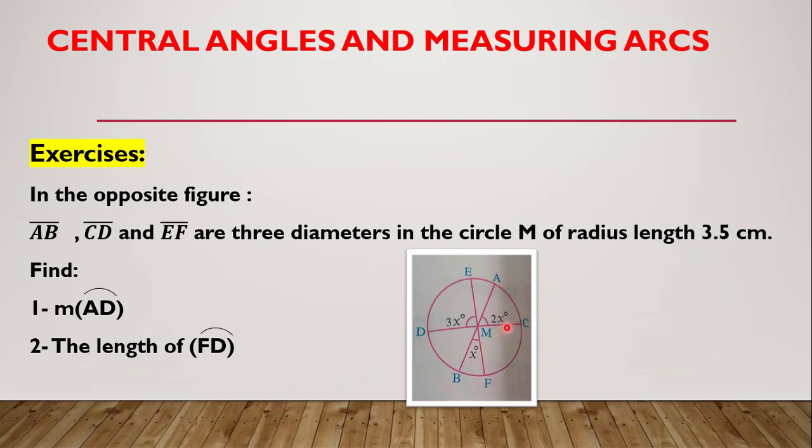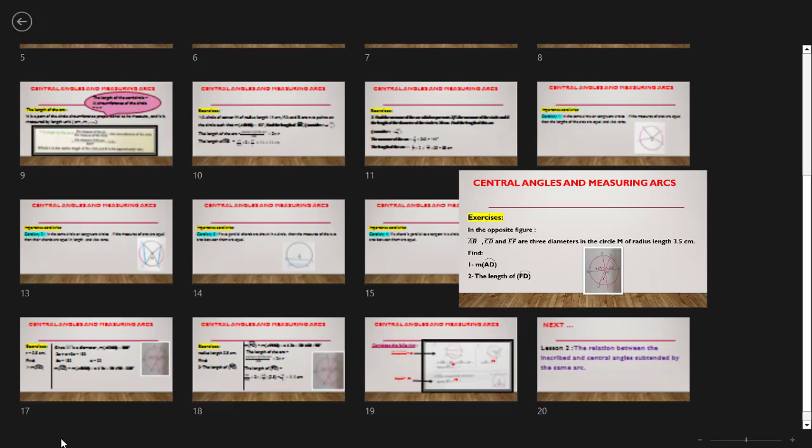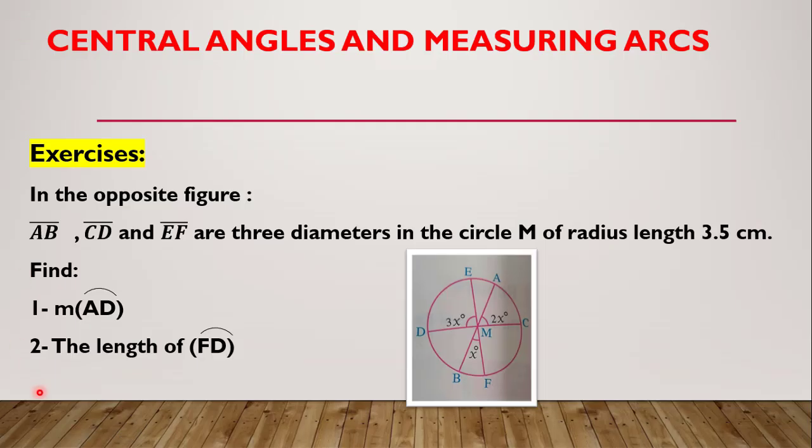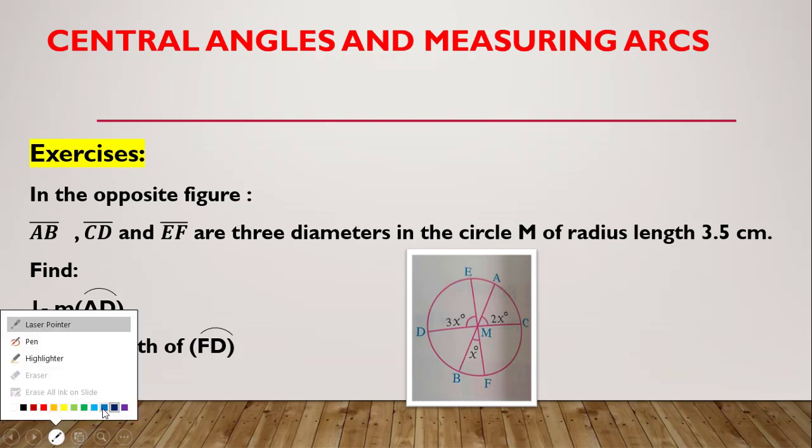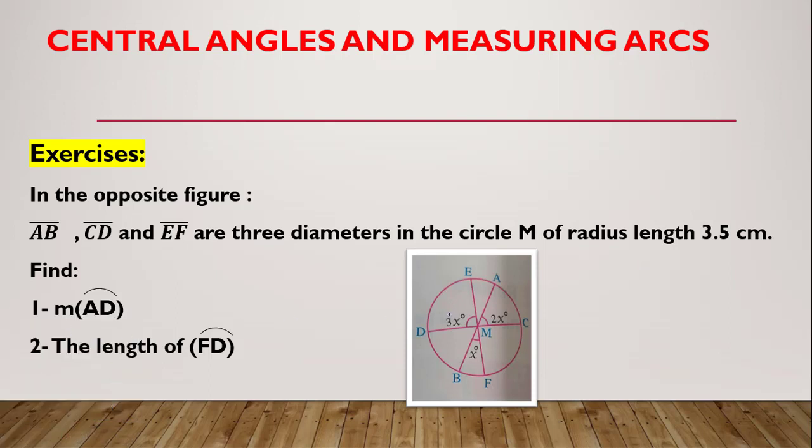Okay, let's see. Here we have AB, EF, and CD as diameters. I want the measure of arc AD and I want the length of arc FD. How can I do that? Okay, let's see. At first, I want to get the value of x. Here, for example, AB, CD and EF are diameters.